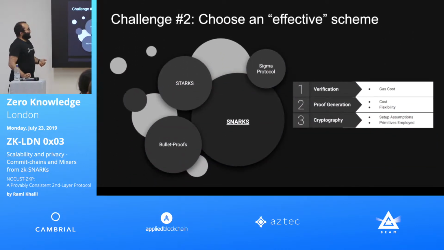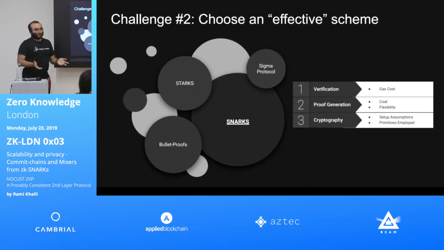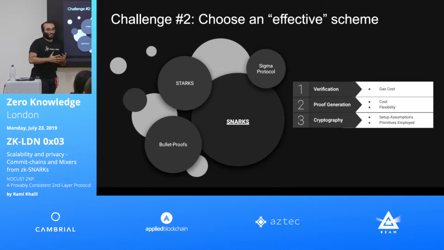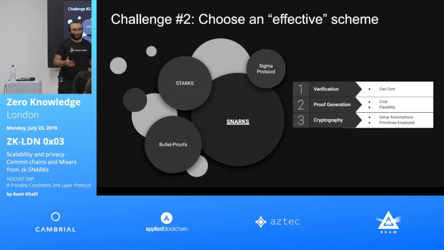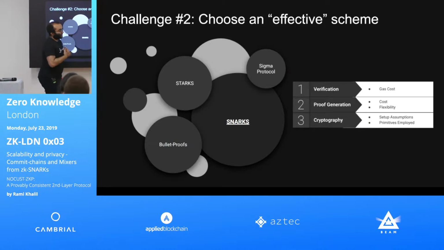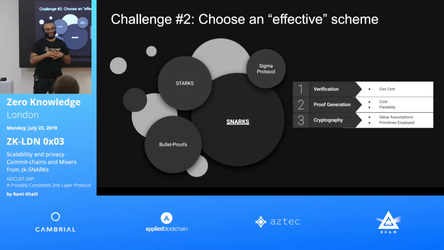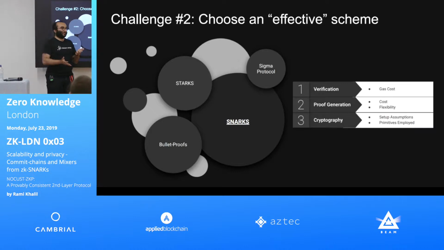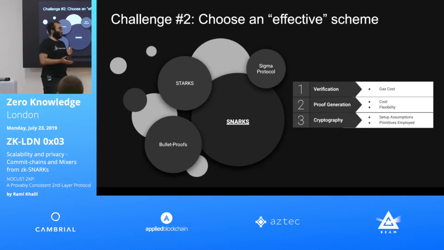Challenge number two, choosing an effective scheme. There are a lot of things out there. And when you look at the blockchain as this really sensitive resource that you have to pay a lot to use, or that you don't want to exhaust, or that you want to increase the scalability of, you sort of come to the conclusion that as of right now, SNARKs are really the most cost-effective in terms of the verifier way to do things. So number one, at least these are the criteria in my opinion. You might have different opinions, and that's fine. That's just a matter of difference of design philosophy.